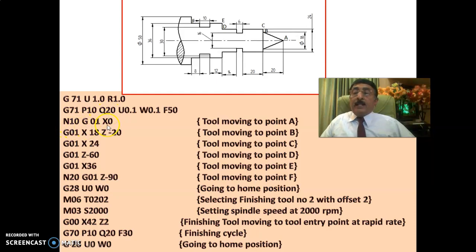N10, G01, X0, you see here, going to A. G01, X18, Z minus 20, going to B. G01, X24, going to C. G01, Z minus 60, going to D.